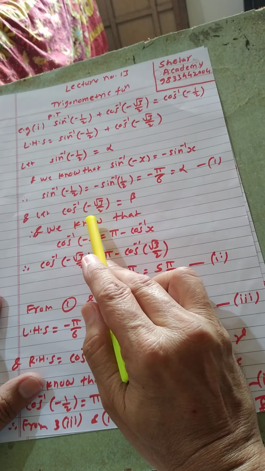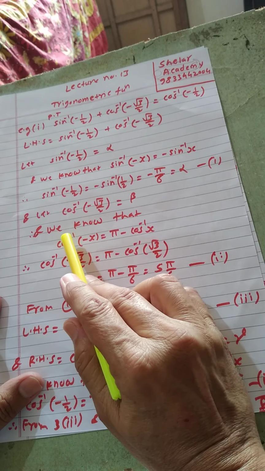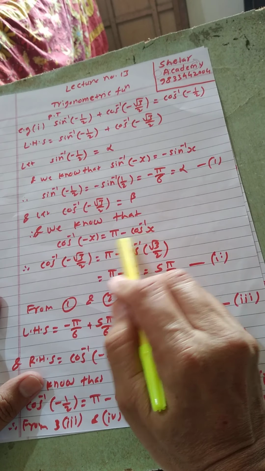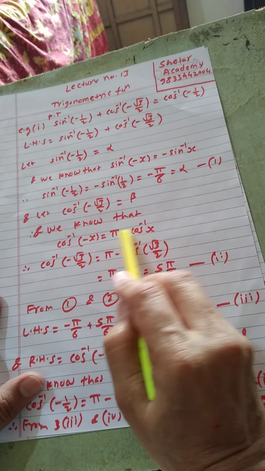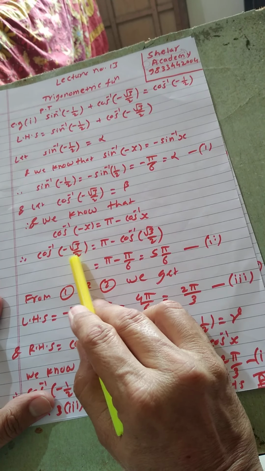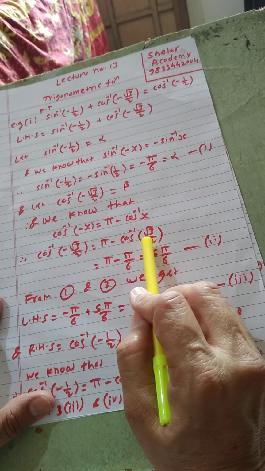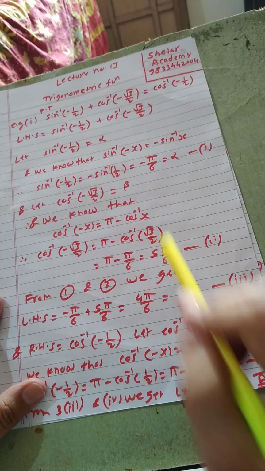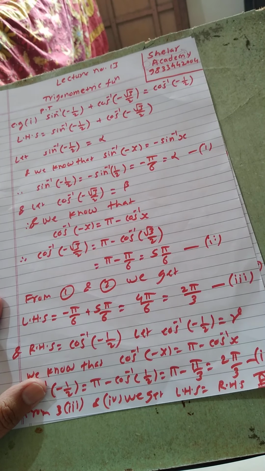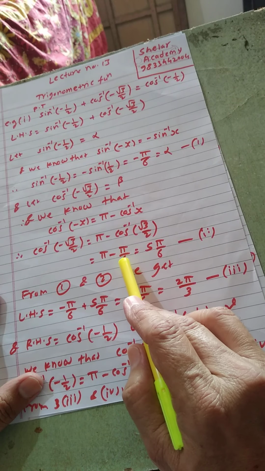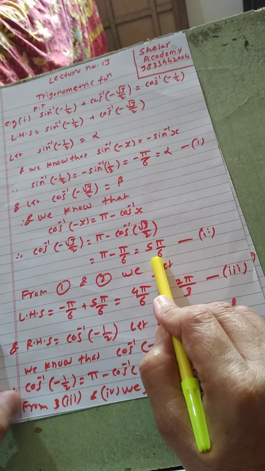And cos inverse of minus root 3 by 2 is equal to beta. Now the formula for cos inverse of minus x is pi minus cos inverse x. Important formula. Therefore cos inverse of minus root 3 by 2 is equal to pi minus cos inverse root 3 by 2. Now in cos inverse, we know the cos value, root 3 by 2, and we have to find the angle, and that angle is pi by 6, or again 30 degree. Cos 30 is root 3 by 2. Therefore pi minus pi by 6 is equal to 5 pi by 6, equation number 2.